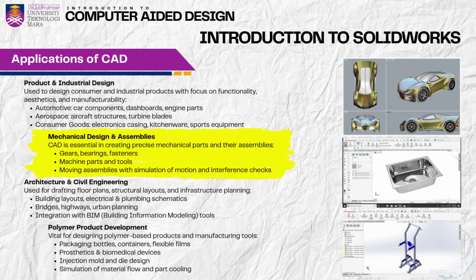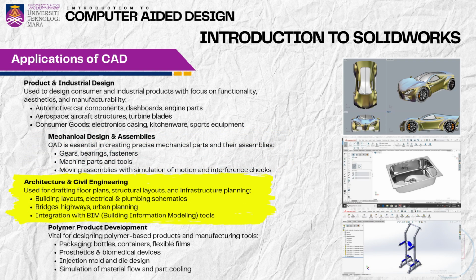In mechanical design and assemblies, CAD is absolutely essential for creating precise mechanical parts and putting them together into assemblies. This includes designing gears, bearings, and fasteners as well as complex machine parts and tools. You can even simulate how these assemblies move and check for any parts that might interfere with each other.